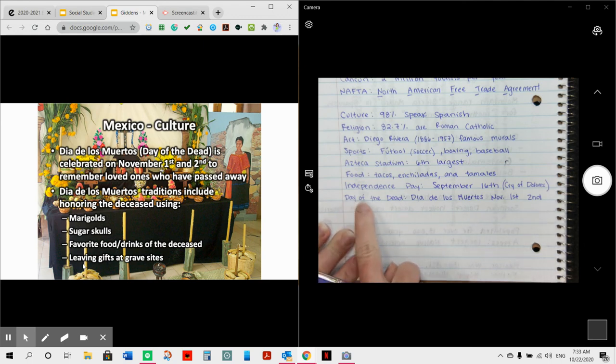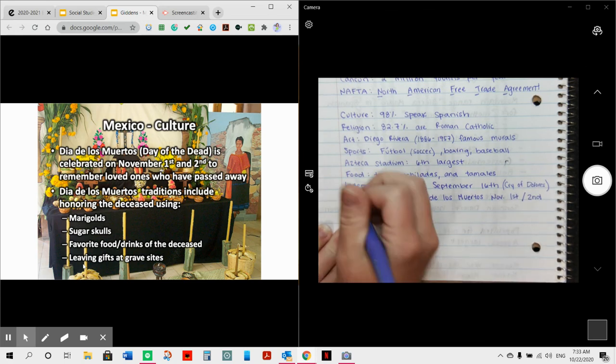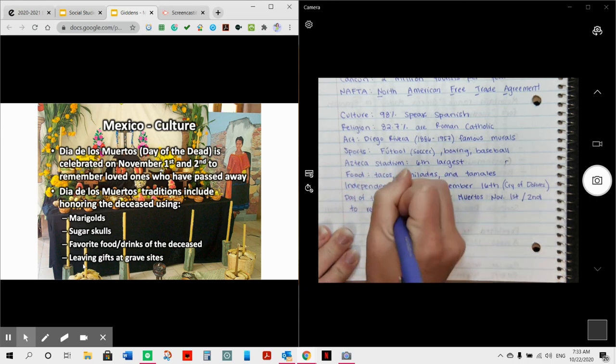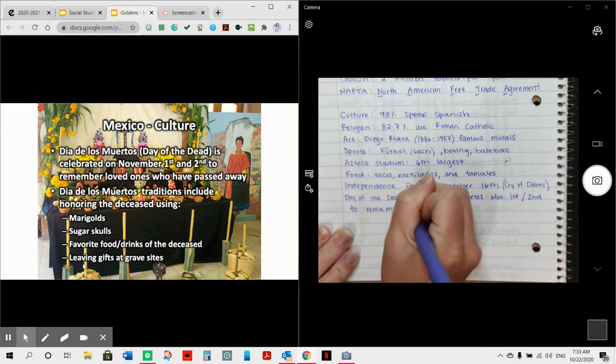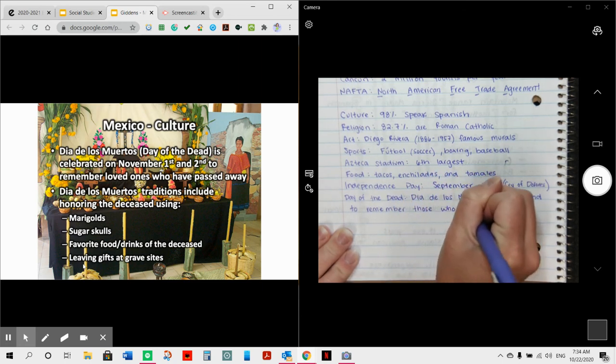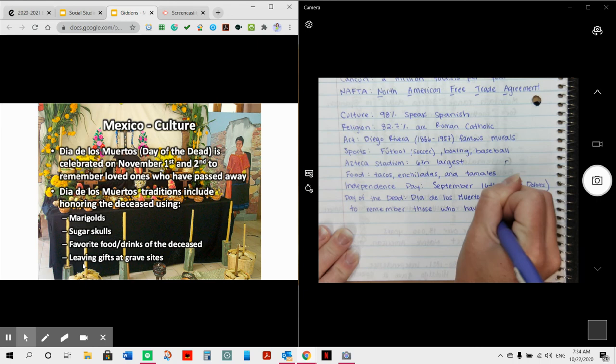Okay, so we wrote Day of the Dead, Dia de los Muertos, November 1st/2nd. Underneath, we're going to write to remember those who have passed. Okay, good job.